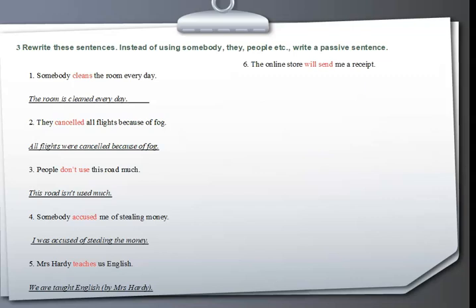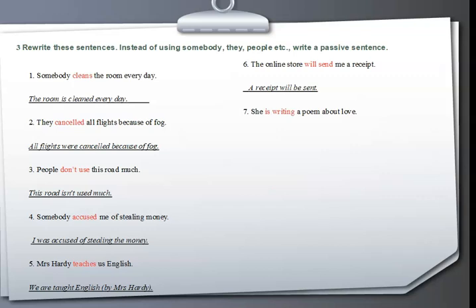The sixth one says, the online store will send me a receipt. So will send is future simple. You also have me and a receipt. Let's take a receipt for a change. A receipt will be sent. Okay, a receipt will be sent. A common sentence to read somewhere or to hear.